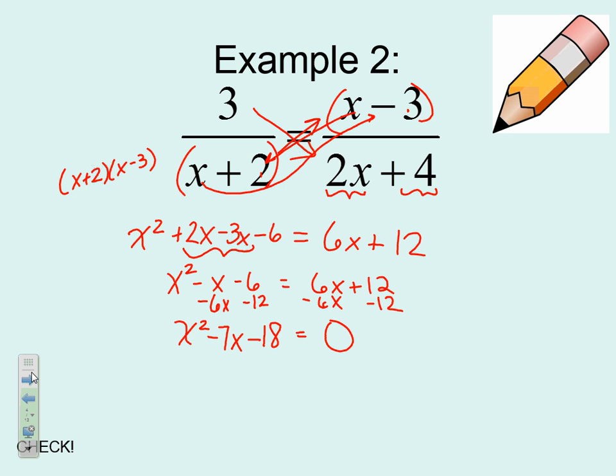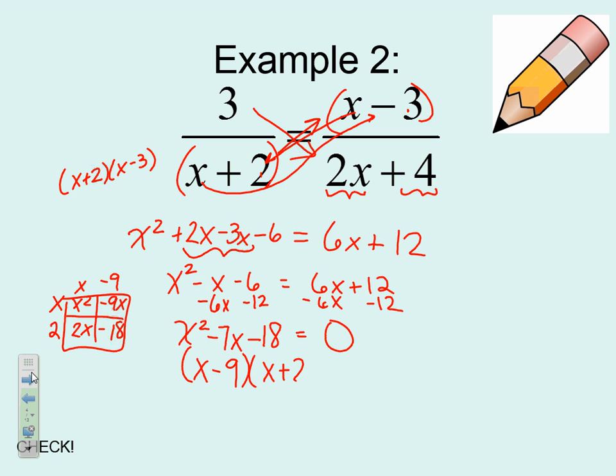What multiplies to make negative 18 and would add to make negative 7? Negative 9x and 2x. So I'd have x, 2x, negative 9. This would factor into x minus 9, x plus 2. And now if I solve each piece, I get a solution of x equals 9 and a solution of x equals negative 2. So I ended up with 2 solutions here.